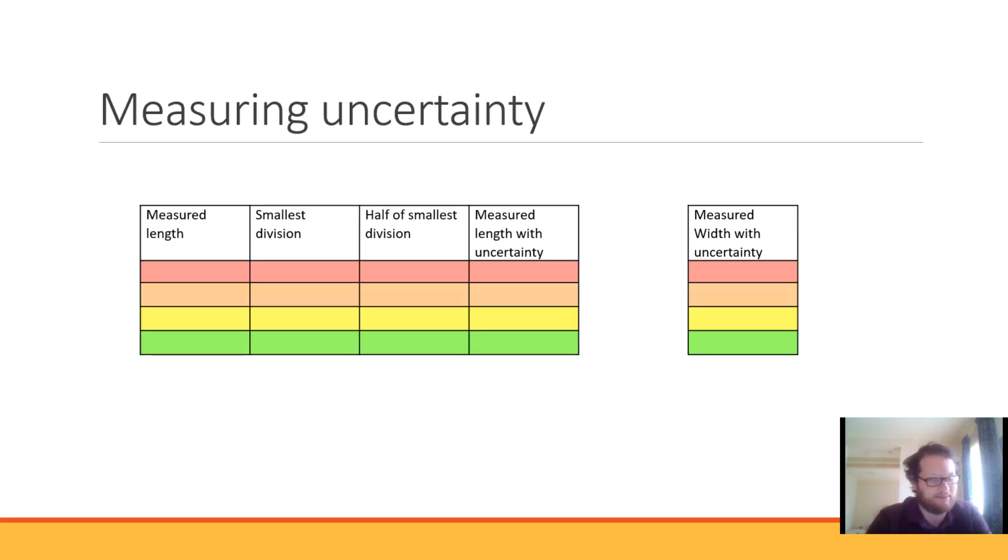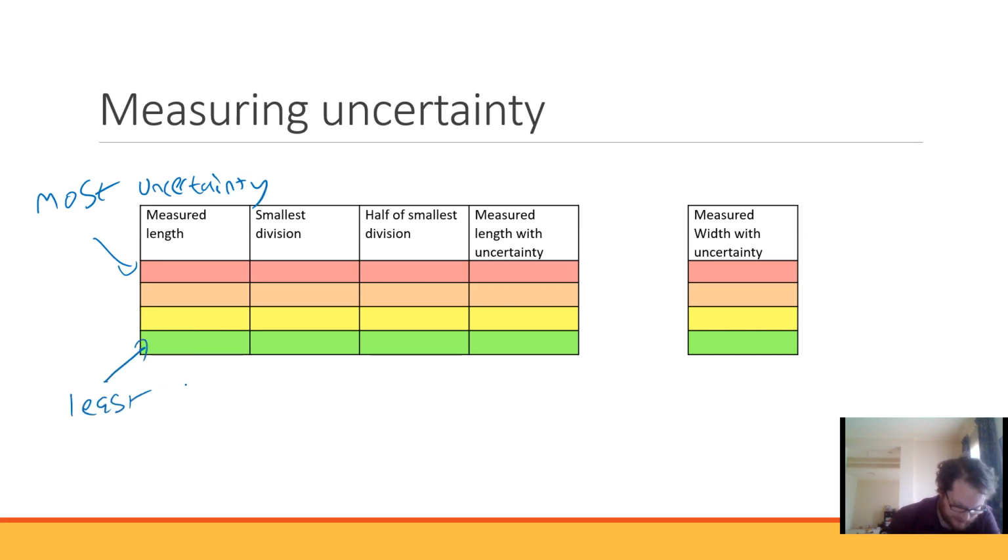We actually did an experiment where we looked at a couple of different uncertainties using different rulers. We used a red ruler, which had the most uncertainty or error, because it had 10 centimeter gaps, and the green one had the least uncertainty because it had half a millimeter or half a centimeter accuracy, so we could zoom in and get a more precise value.